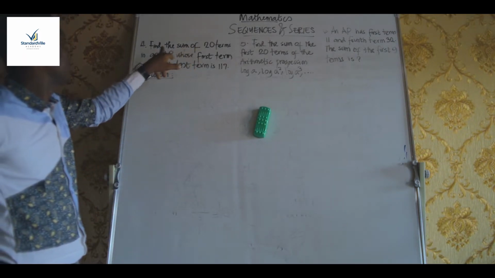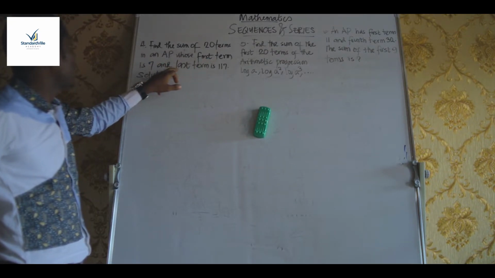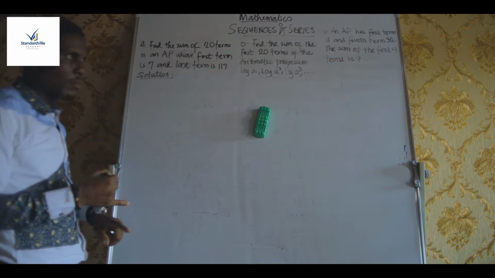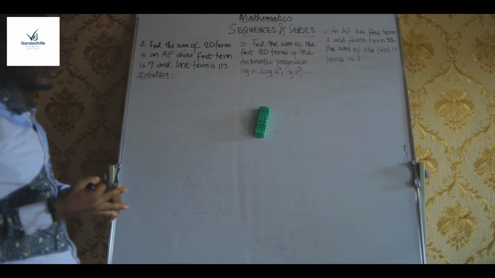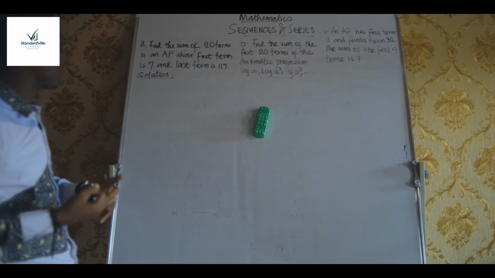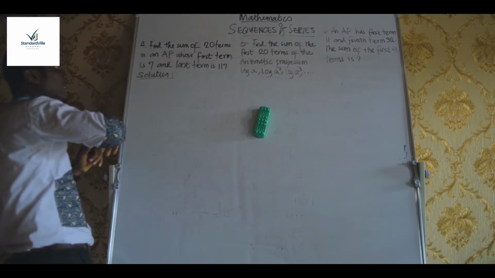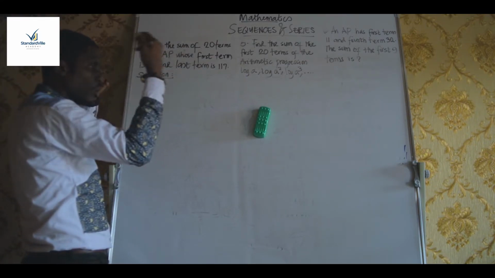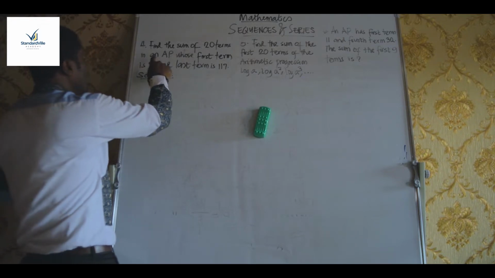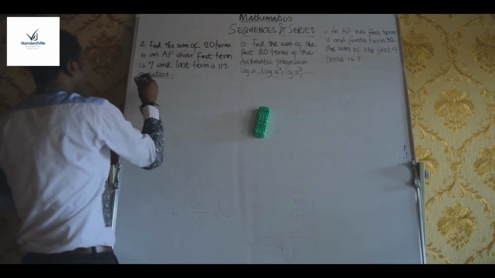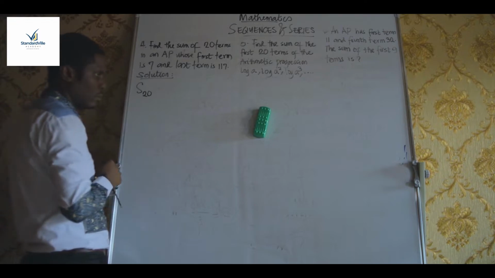Find the sum of 20 terms in an AP whose first term is 7 and last term is 117. In mathematics, physics, chemistry, when dealing with stoichiometric questions, when you meet a question, the first thing to do is to bring out your parameters. Bring out the givens and find out the unknowns. What are you required to do? Find the sum of 20 terms. So I'm looking for S20.